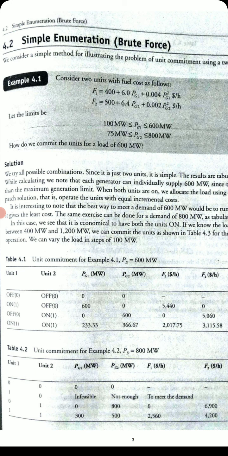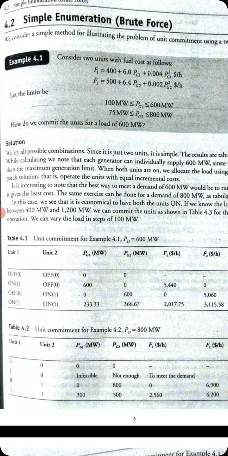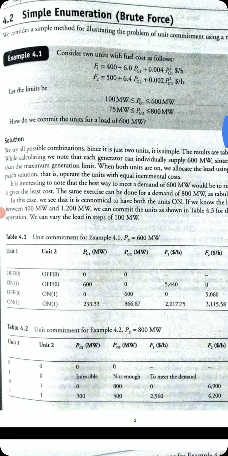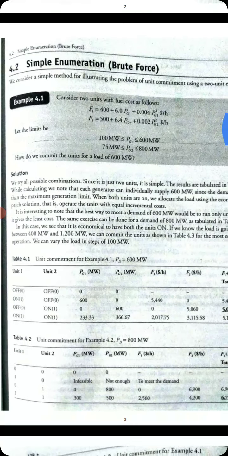So how do we commit the units for a load of 600 megawatt? We need to see how to go for 600 megawatt. Either we have to go with the first unit only, or the second generator only, or a combination of both, that is, economic dispatch of both units, which we will see. For a demand of 600 megawatt, the data is given here.